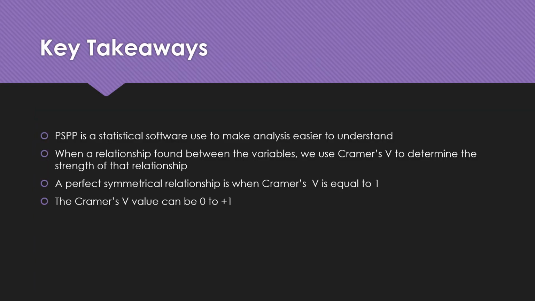The key takeaways are that PSPP is a statistical software used to make analysis easier to understand. When a relationship is found between the variables, we use Cramer's V to determine the strength of that relationship. A perfect symmetrical relationship is when Cramer's V is equal to 1. And as we saw on the previous slide, the Cramer's V value can be 0, meaning no relationship, to +1 for a perfect symmetrical relationship.